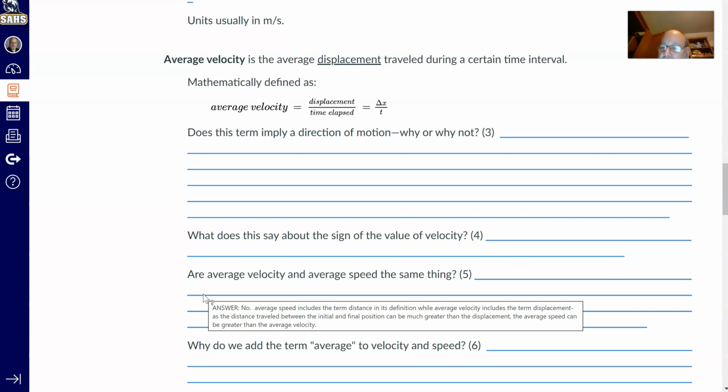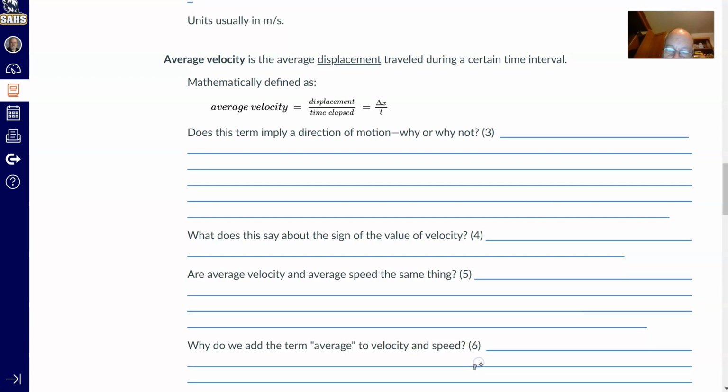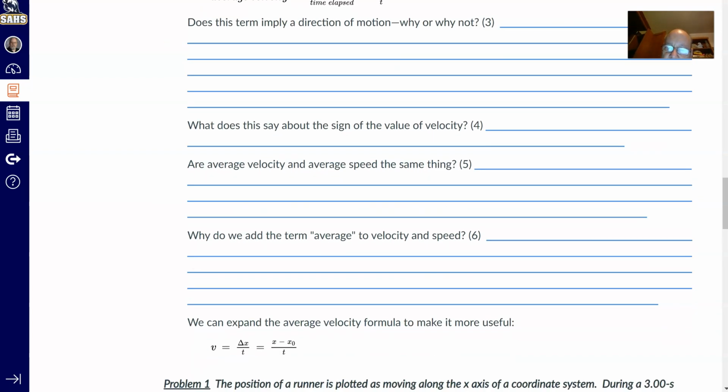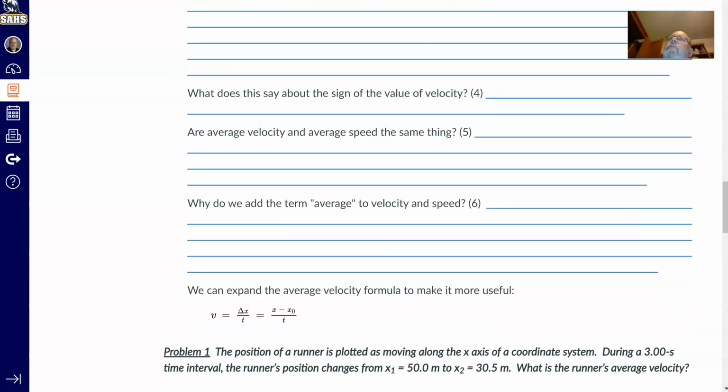Because I need to conserve time here as far as the timing of my videos goes, I'm just going to keep going, okay? And then we can ask the question, why do we add the term average to velocity and speed? And think about it. If I am traveling a certain distance or a certain displacement along the path, am I always going the same distance per second? Am I speeding up or slowing down?